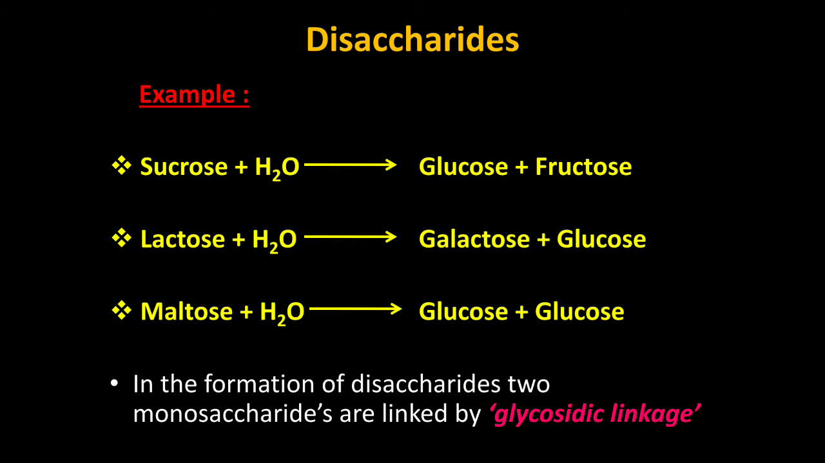So in the formation of disaccharides, two monosaccharides are linked by an oxide linkage. That oxide linkage is called glycosidic linkage. These glycosidic linkages are formed by the reaction of the anomeric carbon of one monosaccharide with a hydroxyl group of another monosaccharide. Let us see with the example.